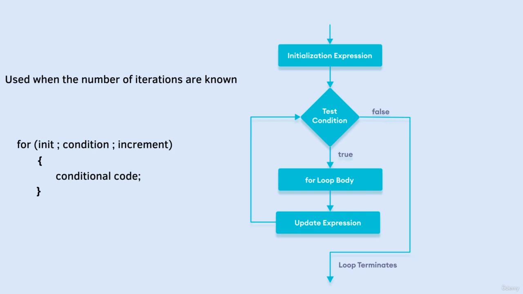Increment means after executing the complete body, it will again go to this particular section where the increment will take place. Now after the increment, again before entering the body, it will check the condition. Alright, so this will keep on executing unless and until the condition is true, and as soon as it is false, the loop will get terminated. Alright, so let's execute this particular loop practically.